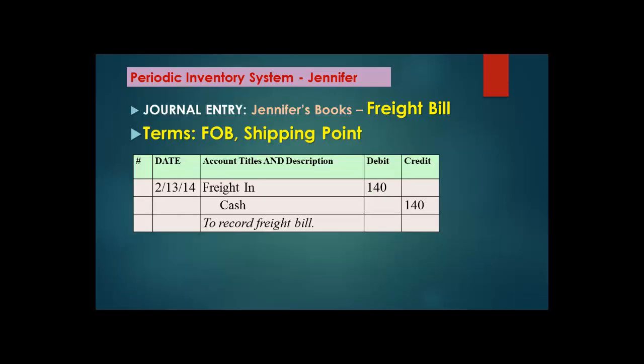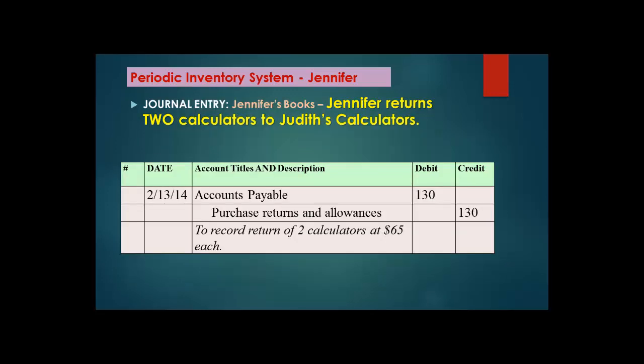We have freight, 140. We're going to use a new account, debit freight in, credit cash. Freight in is also a temporary account. It will be closed at the end of the fiscal period. And again, we have the returns, 2 calculators, $130 each, debit accounts payable, but we're going to credit purchase returns and allowances. New account, temporary.